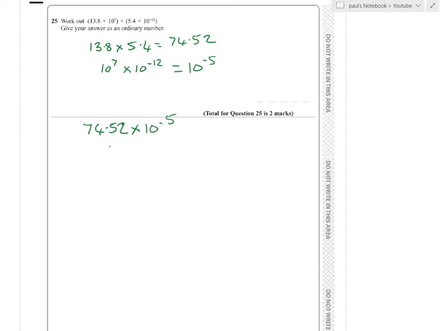Now we've got to make that into an ordinary number. So to the minus 5, we're going to go to the left 5. 1, 2, 3, 4, 5. Okay, 0, 0, 0 point. So it's 0.0007452.